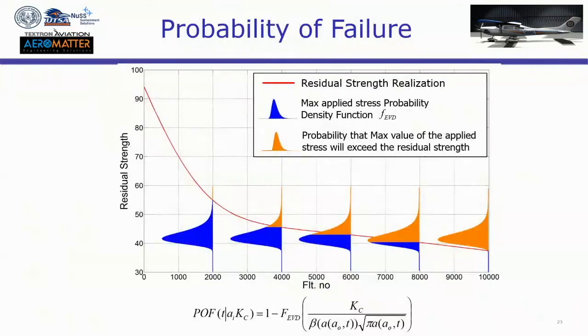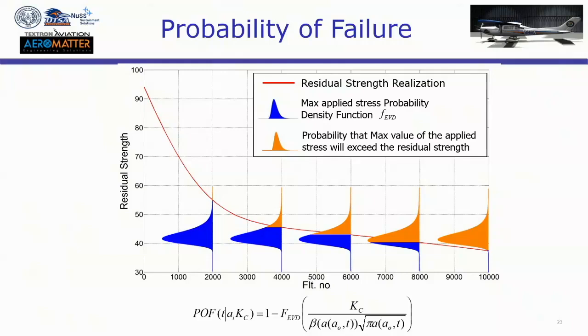So when we compute the probability of failure, this red line is the residual strength. What we're doing is evaluating from this blue distribution, which is the EVD, what is the probability that my load is going to exceed the residual strength. So what is in orange is what is producing the failure. You see that the orange starts increasing. So that's why the POF increases. Okay, so that's what we are doing.